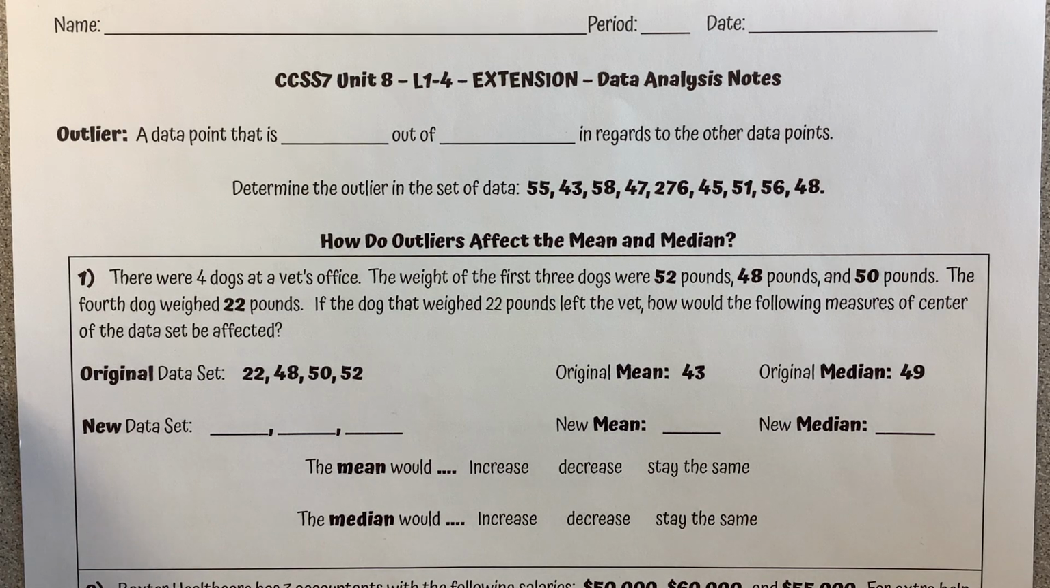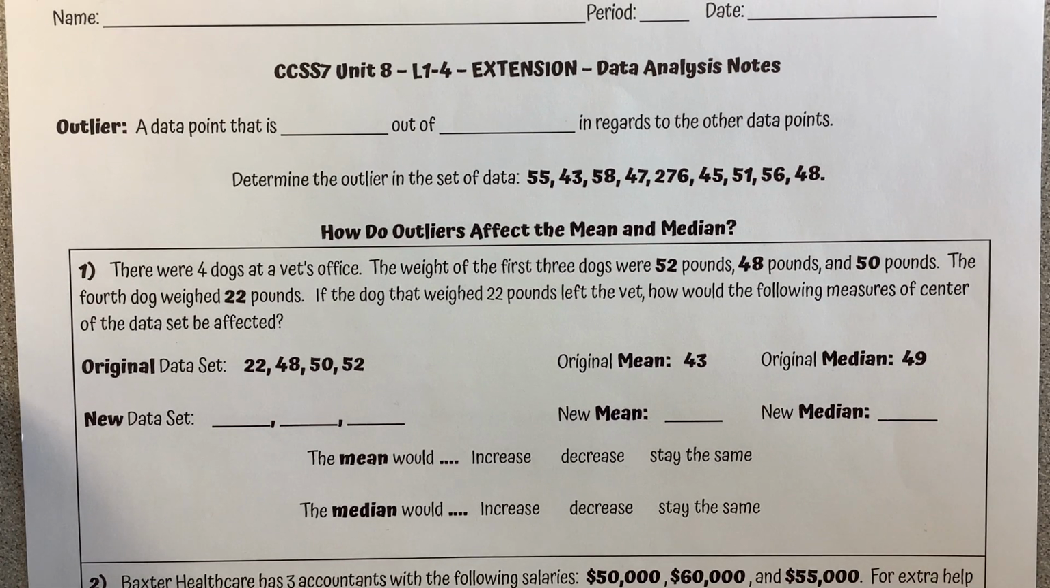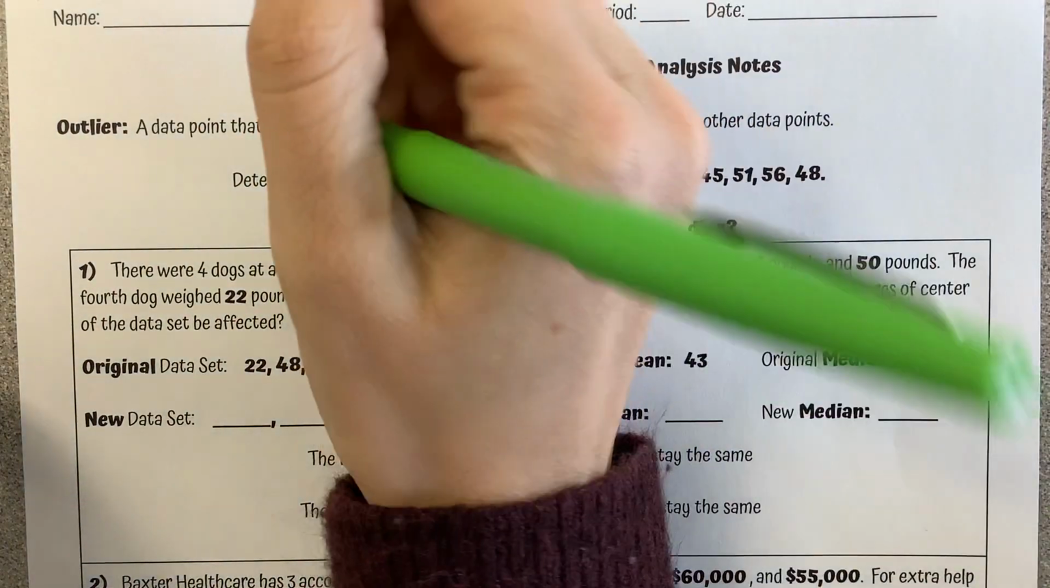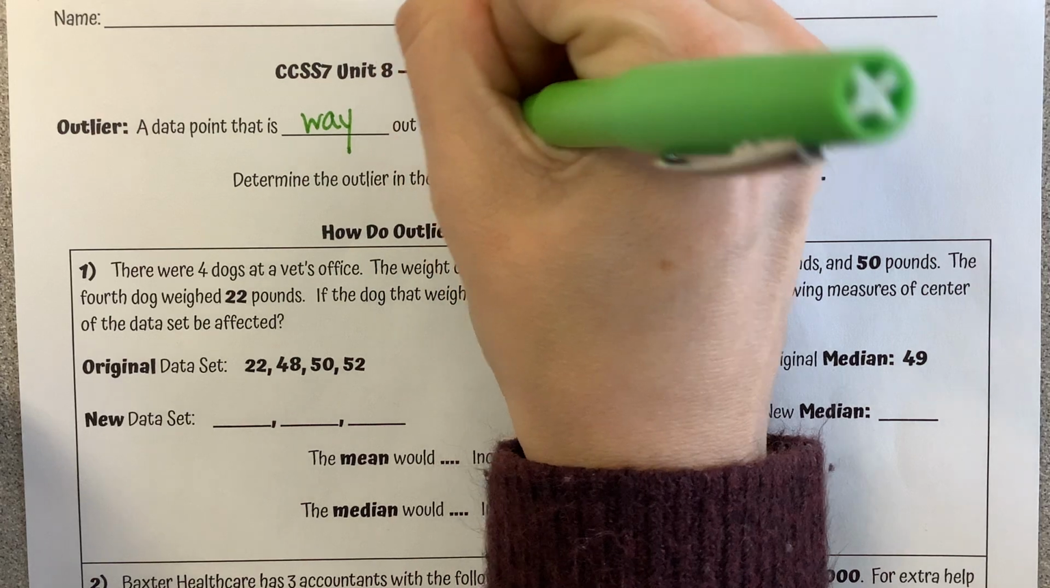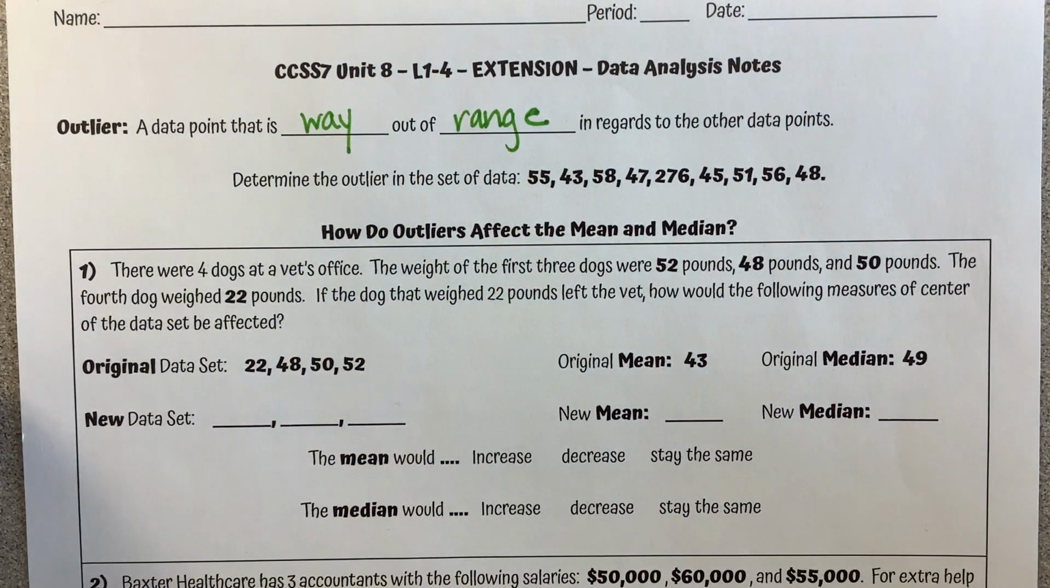So, an outlier, if you don't already know, is a data point that is way out of range in regards to other data points. So something that is way higher than the rest or way lower than the rest. And it's going to have an effect on the data because it doesn't really fit in with the rest of it.